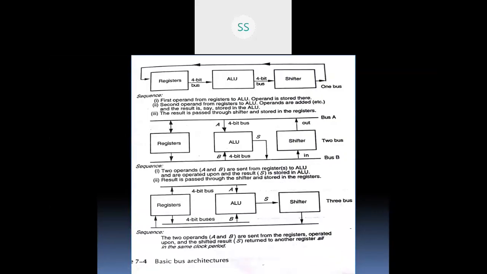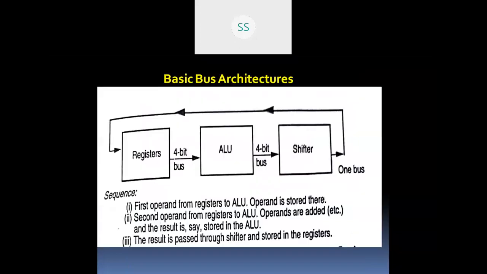Now this particular picture shows the basic bus architectures that are used in subsystem designs. I have taken them individually. The first one is called one bus architecture. Its features, in sequence: the first operand goes from the registers to the ALU, where the operand is stored. Then the second operand goes from the registers to the ALU. Then the operands are added. That is a single bus architecture.